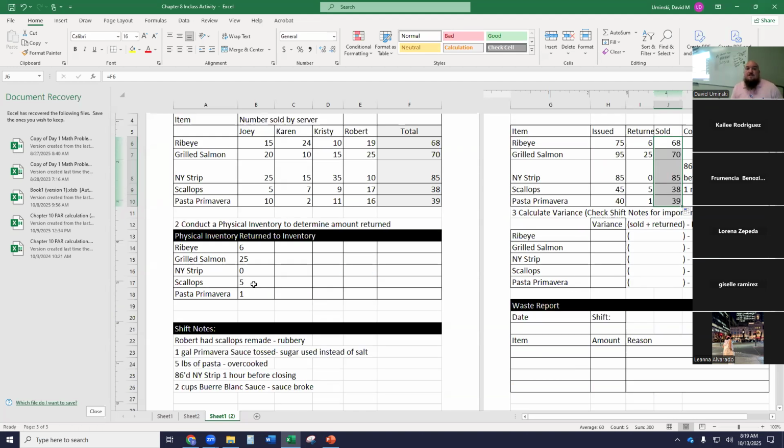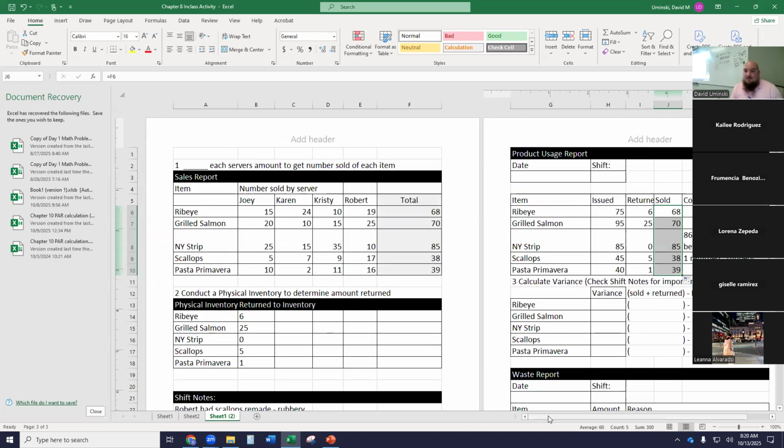Then number two is our physical inventory. What does physical inventory mean? What we actually have on hand, what we can see, what we can count. That is our physical inventory. So at the end of the night, we returned 6 ribeyes to inventory. We also returned 25 portions of salmon back into our inventory, meaning we did not prepare them. They go back into our inventory and we'll use them again tomorrow.